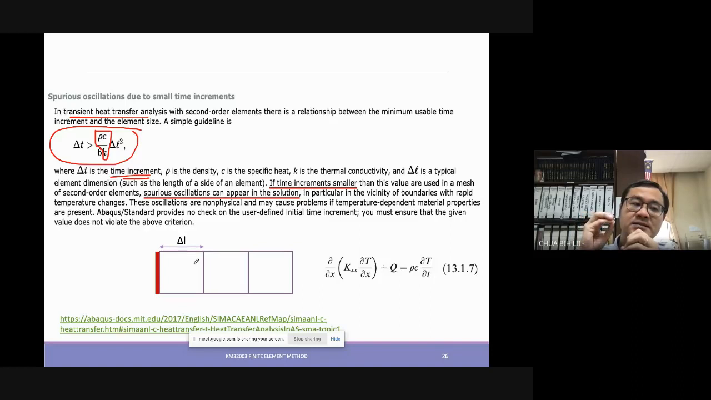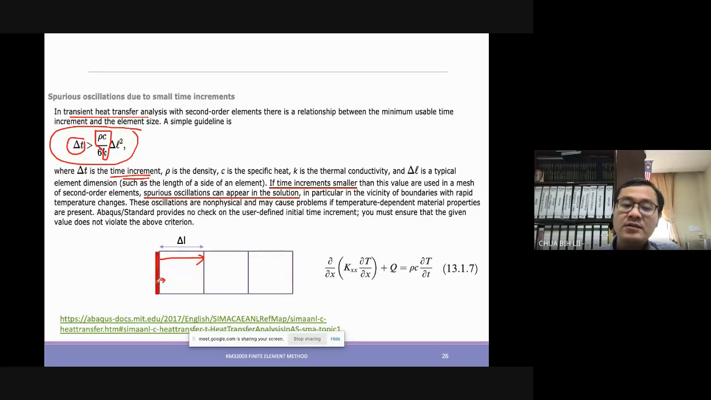once you apply this heat, it may take time for it to be spread throughout the volume. If you are heating it this way, it may take time for it to reach the other side. That time is, we can say, the minimum time for it to conduct through that one side. So what happens if you use a very small time increment during a transient heat transfer is that the temperature may only reach this point.